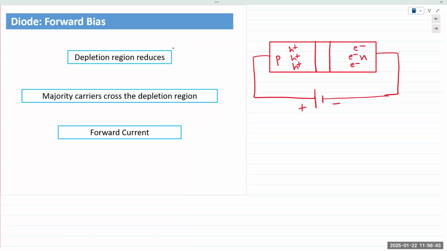And so now the majority carriers are being repelled away, and so they are moving into the junction. Because they are moving into the junction, these majority carriers will now recombine with holes and electrons that are present. The depletion region would shrink. And because it's shrinking, at some point it goes to zero, and the charge carriers are able to cross over the junction, which results in a high current flowing through the junction in forward bias.